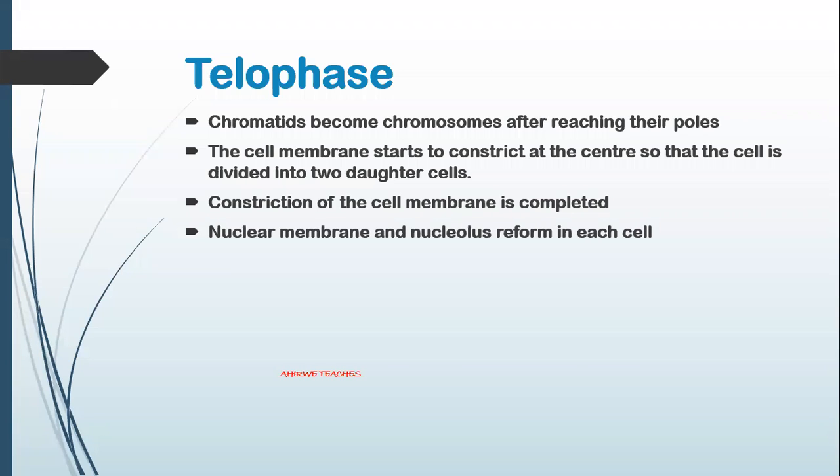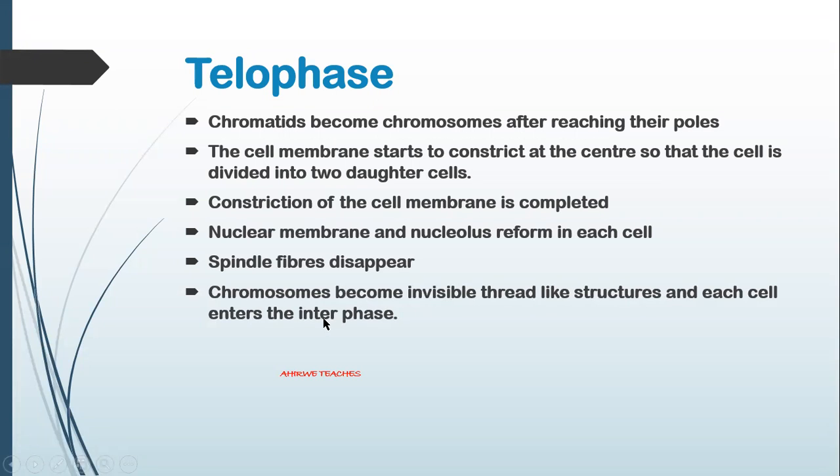The nuclear membrane and the nucleolus reappear. Remember, those disappeared to create space for cell division to occur. Now you are resorting back, trying to form back a normal cell. Spindle fibers disappear, because they have done their part of drawing these chromosomes to the two opposite poles. And chromosomes become invisible again.